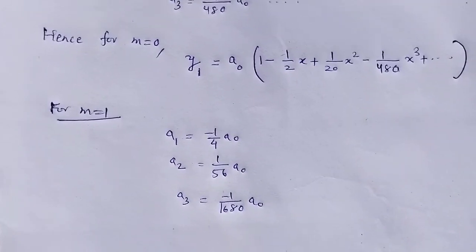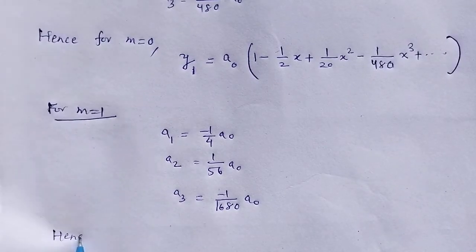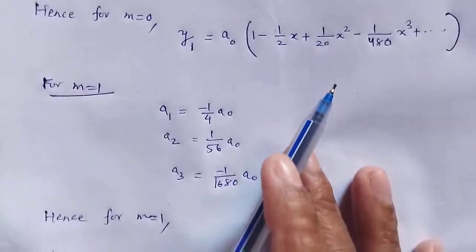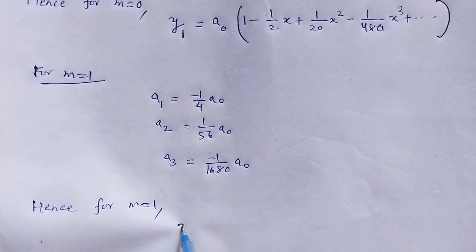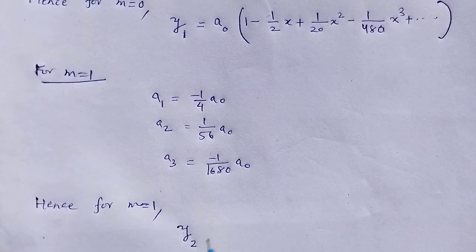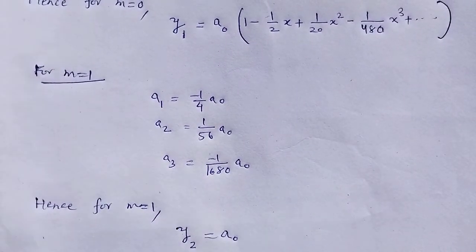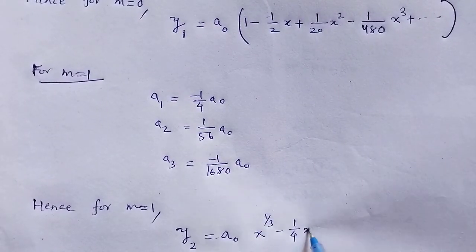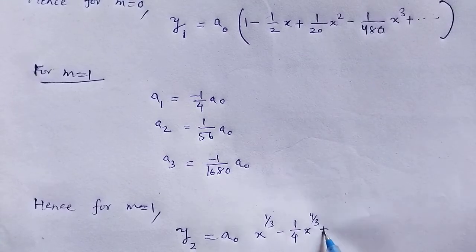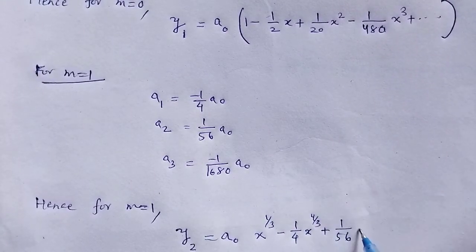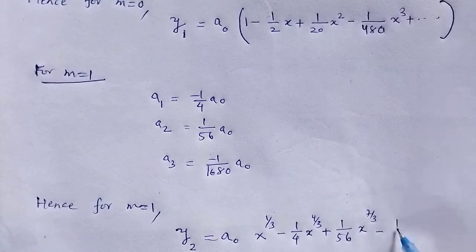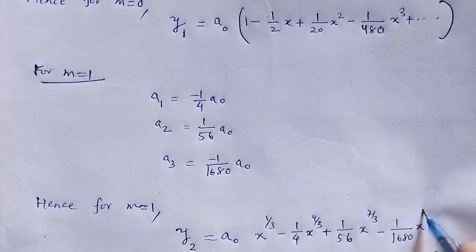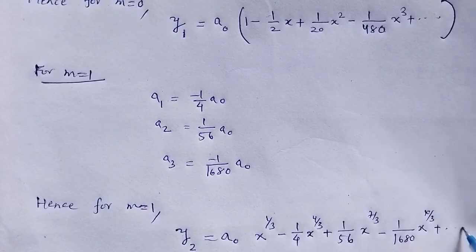Hence, for m is equal to 1, that part y2 will be a naught of x to the power 1 by 3 minus 1 by 4 x to the power 4 by 3 plus 1 by 56 x to the power 7 by 3 minus 1 by 1680 x to the power 10 by 3 plus dot dot dot.